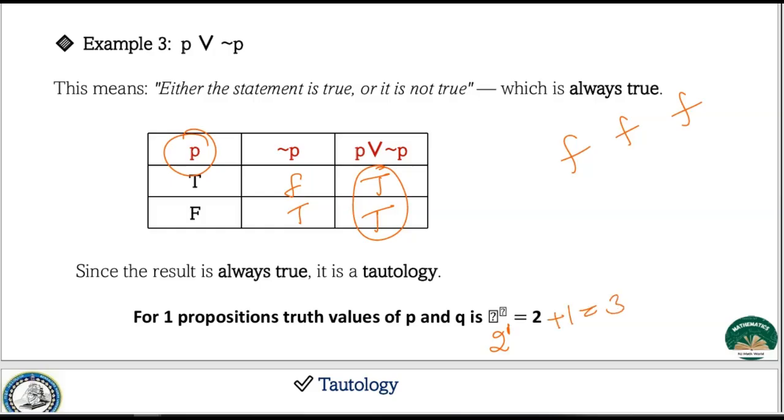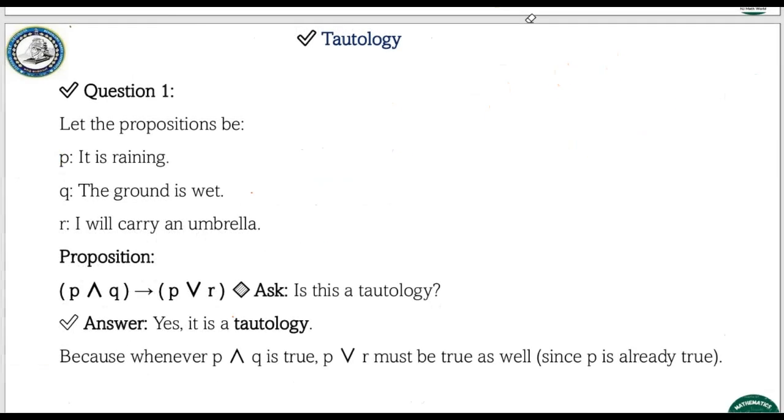Then moving on with the next question for tautology. We have all the questions on tautology. Now let me solve by using the statement. Let the proposition P be: it is raining, Q: the ground is wet, and R: I will carry an umbrella. So the proposition given is P and Q implies P or R. We have to find whether the given proposition is a tautology or not. So here, how do we prove? We can prove by using the table also.